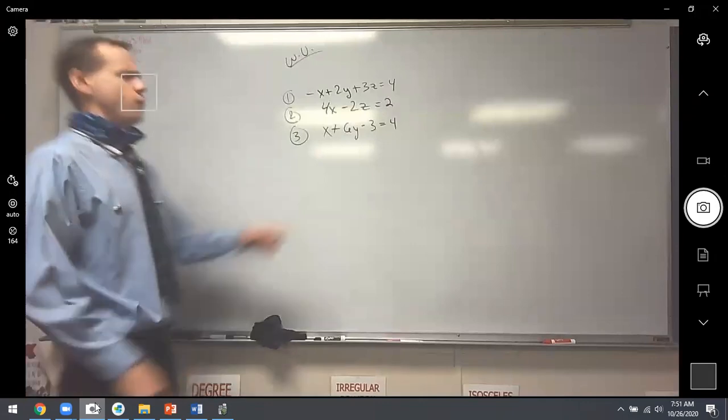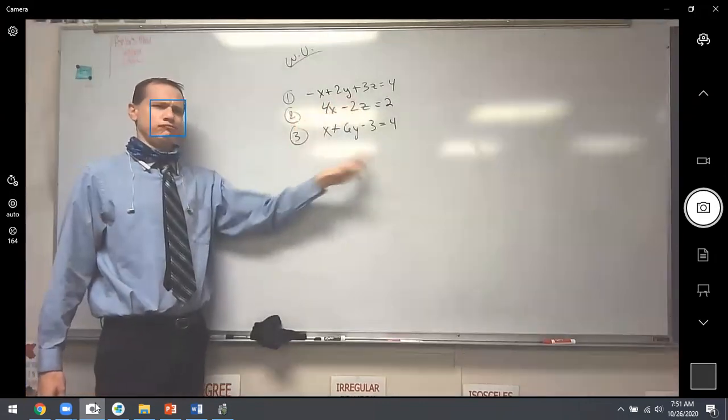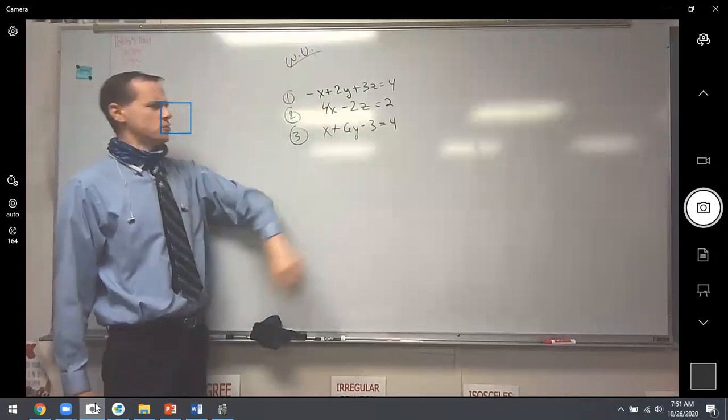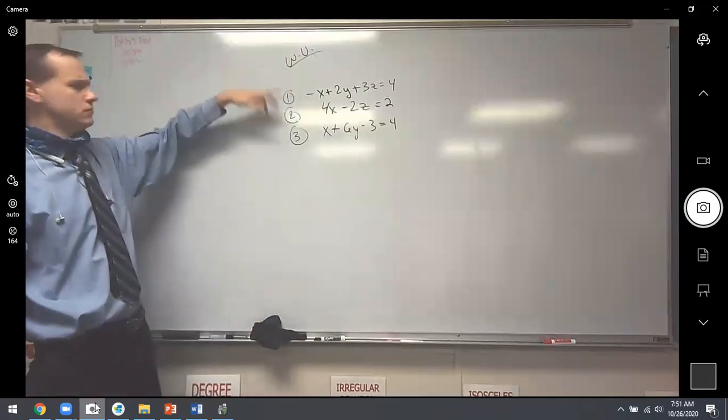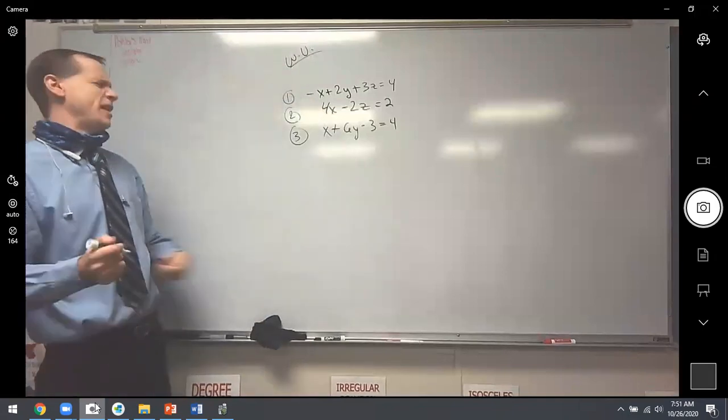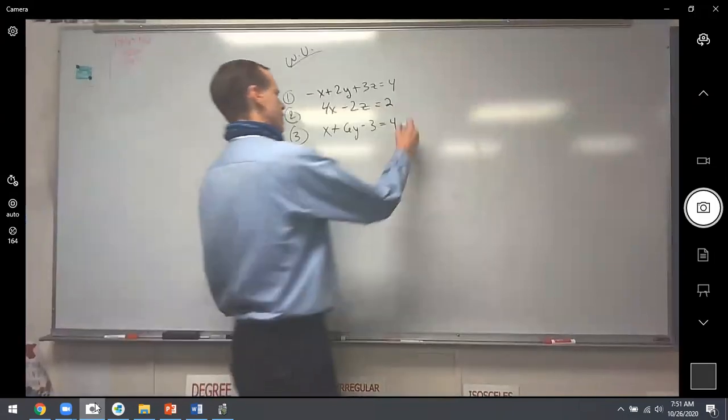What do you guys feel like solving for? X's, Y's, or Z's? Pick one. X. Thank you. Which equation do you want to solve for X? 1, 2? Which one? Bottom. I like that. I would do the same exact thing. So 3. Let's go solve for X.